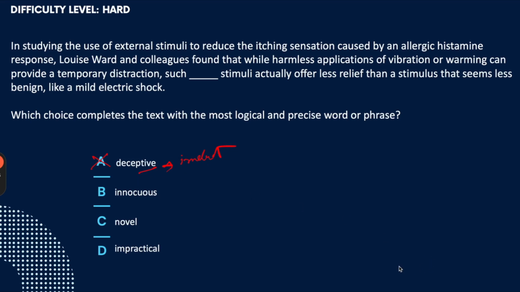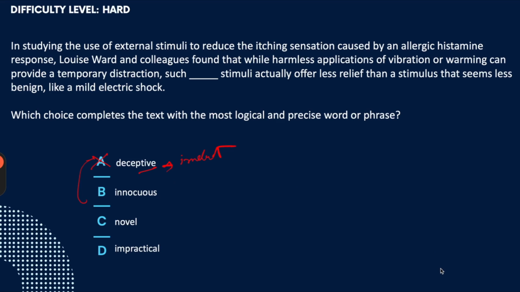Let's go to B now. Innocuous. What is the meaning of innocuous? It means harmless or not likely to cause harm. This fits well with the context because this text is describing how these stimuli, that is vibration or warming, seem harmless but they offer less relief. So this is the most logical word that I can think of as of now. So let's hold on to B and let's go to C.